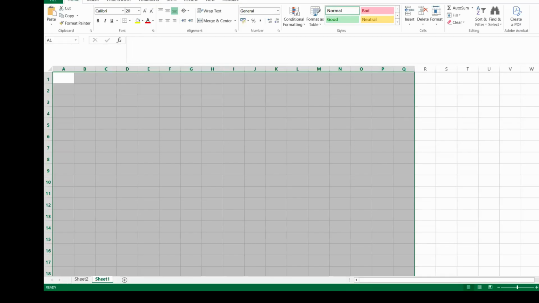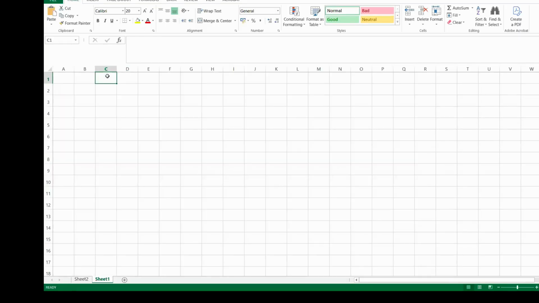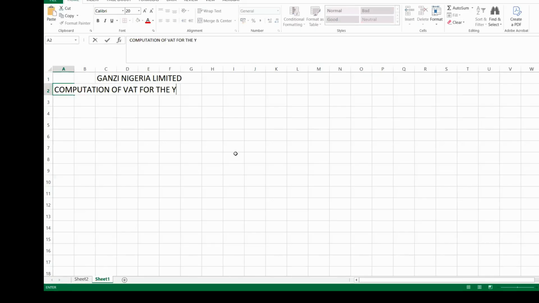So we have the name of the company, Gansi Nigeria Limited. Let me write the name of the company first before I go to the question. Then we have the computation of VAT for the year ended 31 December 2024.